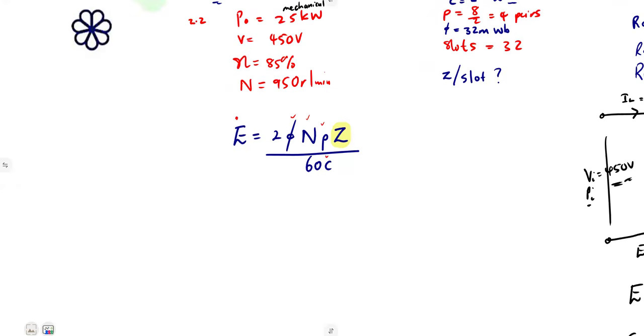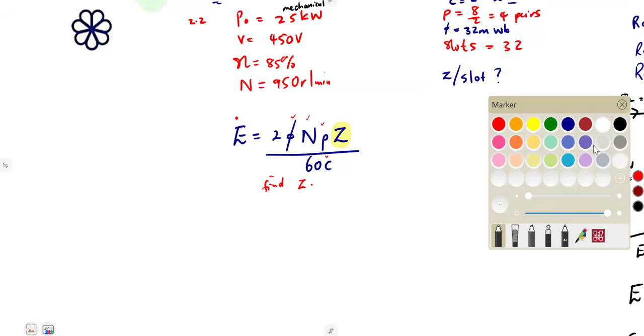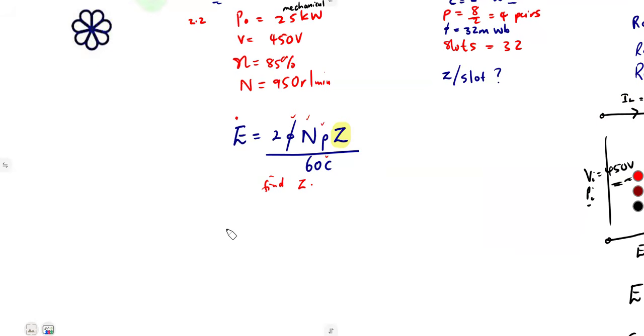Now that we have got E, let us find our Z. So Z is equal to, making the subject of the formula, we're going to cross multiply. So Z is going to be equal to 60C times E over this. You're going to divide by 2 flux N P. So we now have this E, so we can find our Z.